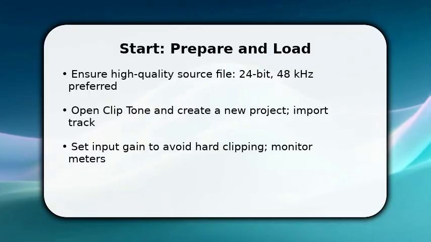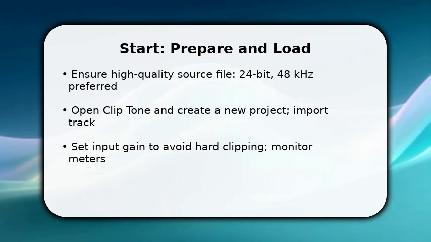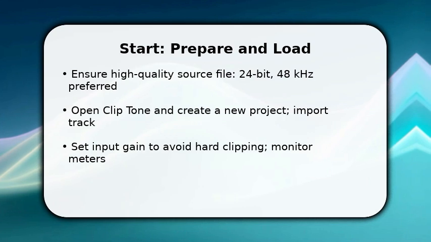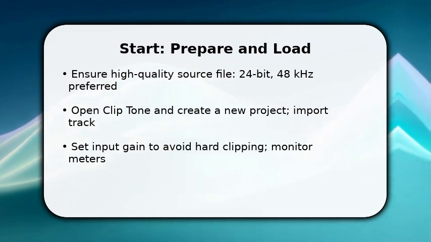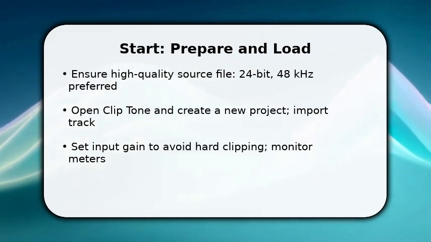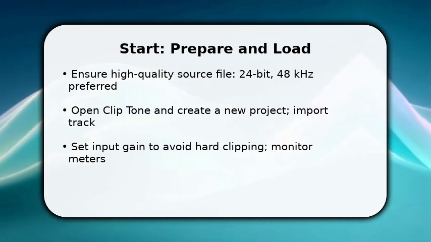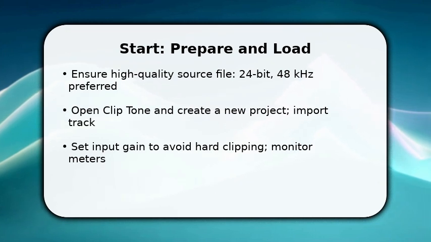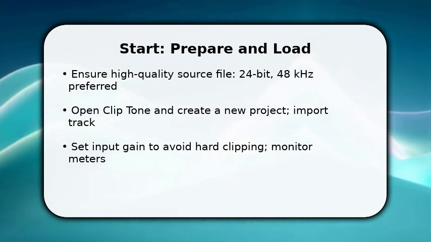You begin by preparing the file and loading it into Cliptone. This matters because the plugin behaves predictably with clean inputs. First, import a 24-bit, 48K HZ source so processing has headroom. Once loaded, reduce input gain until the meters sit well below clipping. Doing that prevents irreversible distortion.